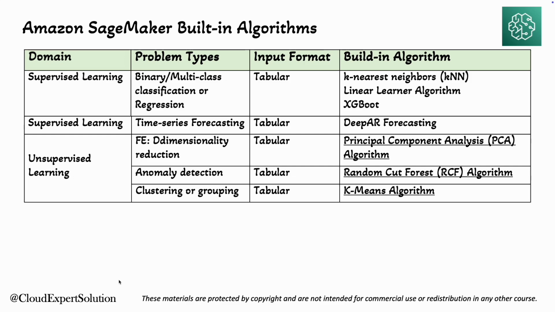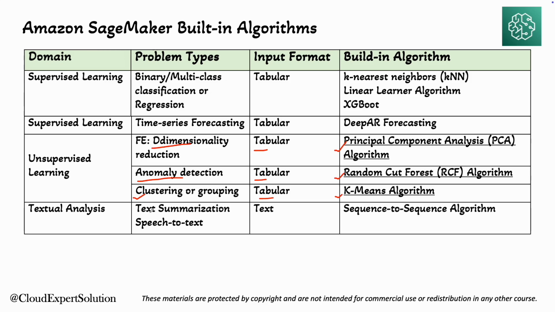Moving to unsupervised learning, if you want to perform dimensionality reduction, then the algorithm name is principal component analysis or PCA algorithm, and input format would be tabular. Moving to anomaly detection, if you have a use case to detect anomaly, then the algorithm name would be Random Cut Forest algorithm, and the data will be again in tabular format. If you have a workload for clustering or grouping of objects, then you can use k-means algorithm, and again the input format would be tabular.